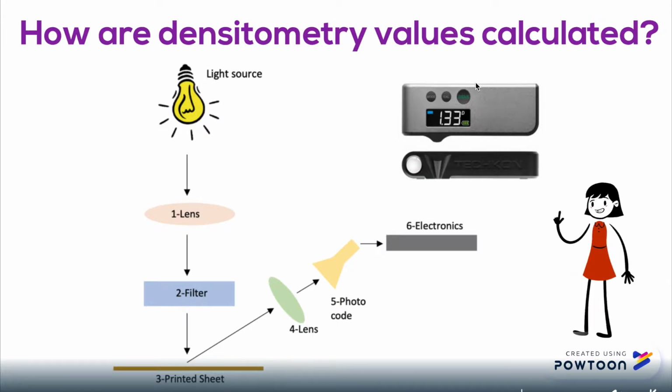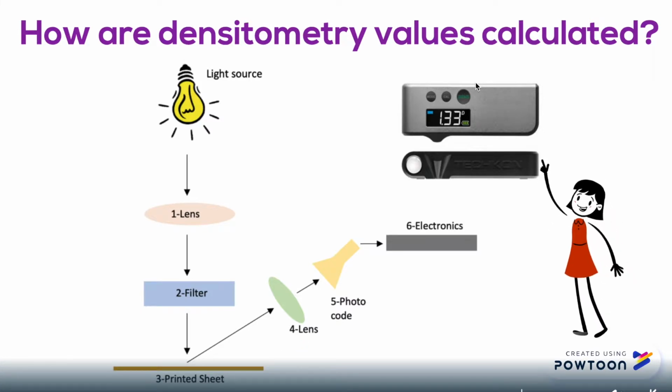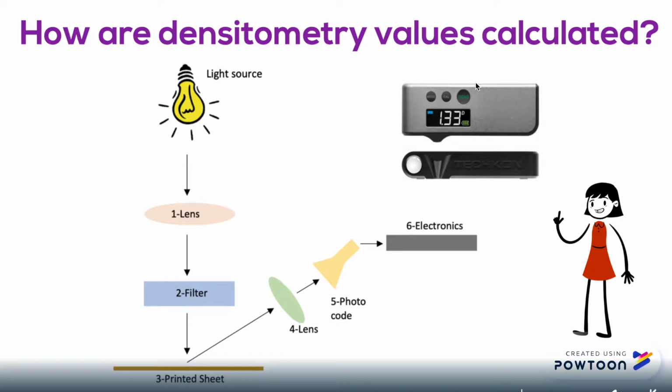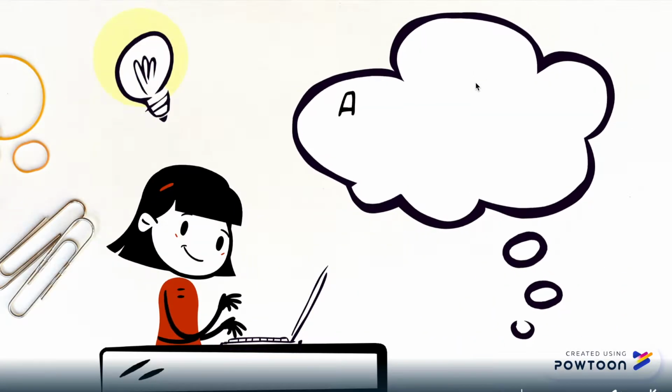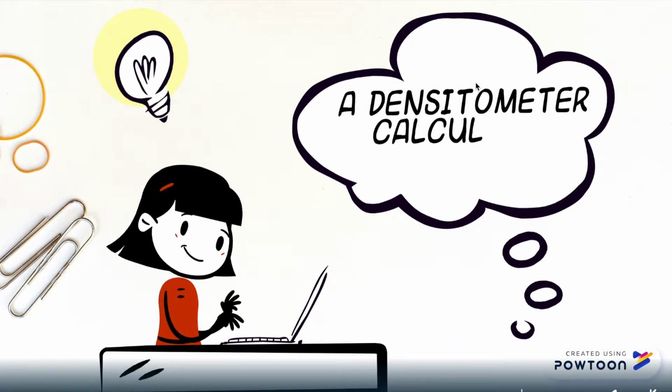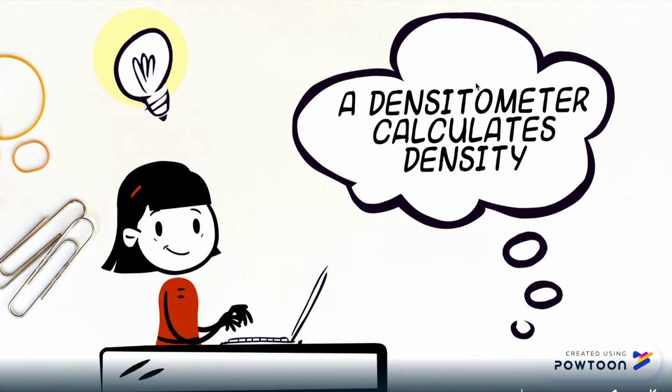A separate lens captures the reflected light and focuses it onto a photocode. The received light is then converted into a current, which is compared to a reference current. The difference between the two is the value we would see on the densitometer's display. Density itself is not measured by the densitometer. Rather, it's the reflection from the printed sheet that's measured, and this value is used to calculate the density.